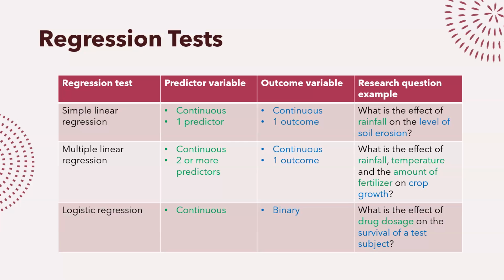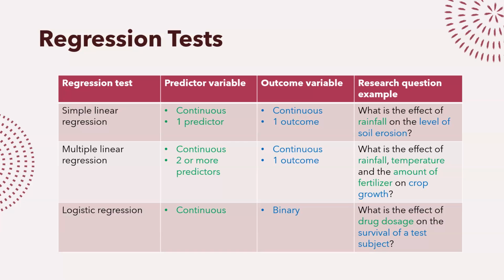Simple linear regression is used to estimate the relationship between two quantitative variables. You can use simple linear regression when you want to know how strong the relationship is between two variables, for example, the relationship between rainfall and soil erosion, or the value of the dependent variable at a certain value of the independent variable, such as the level of soil erosion at a certain amount of rainfall.